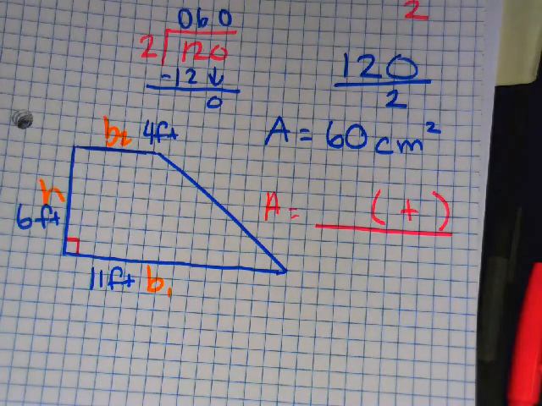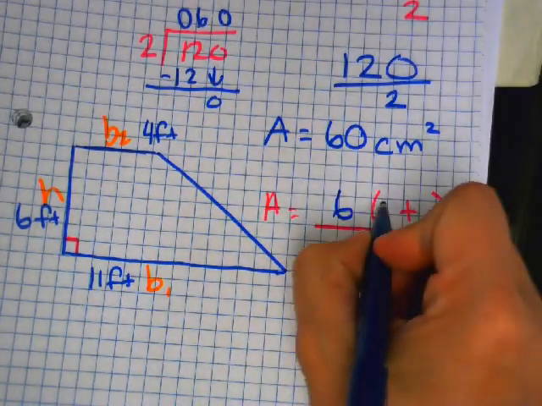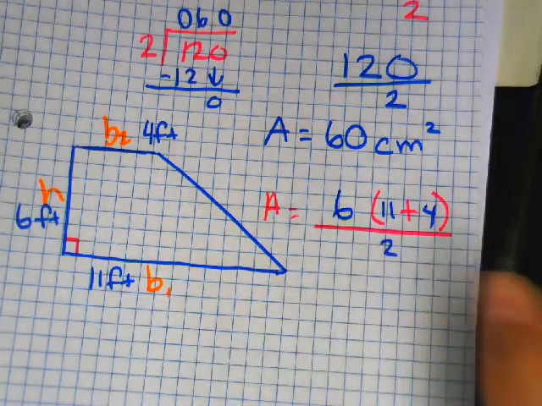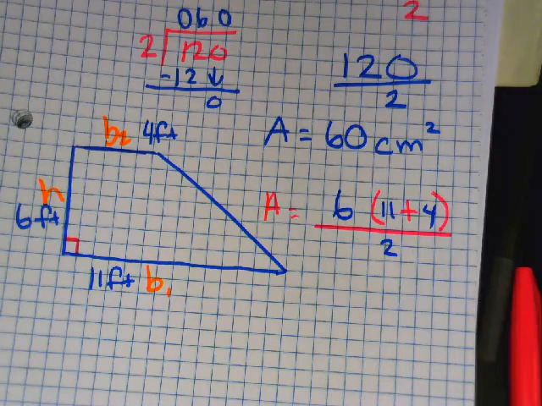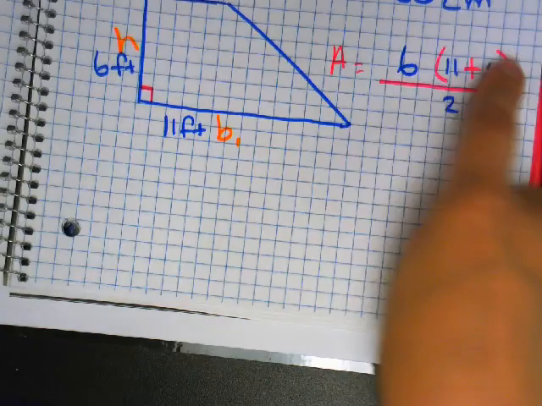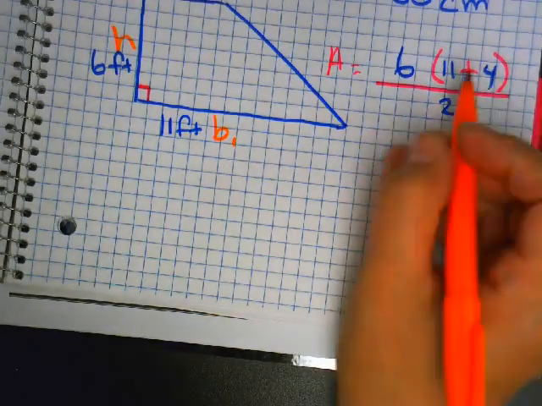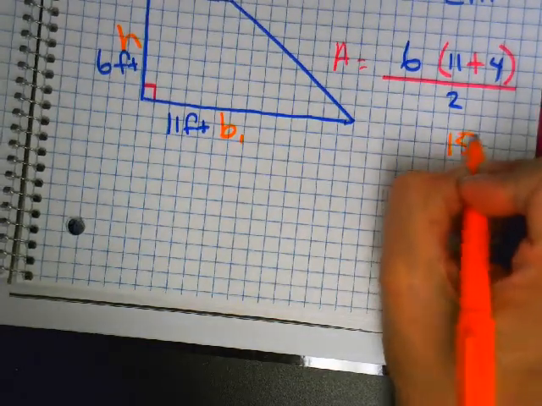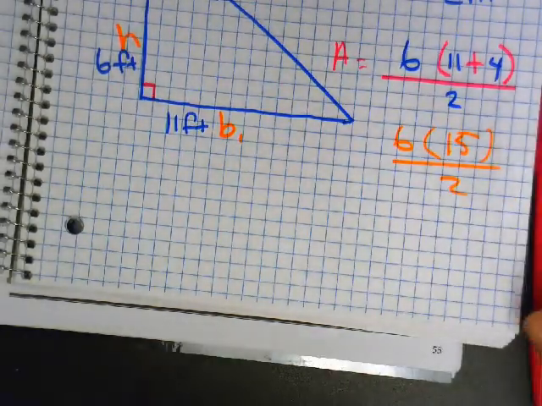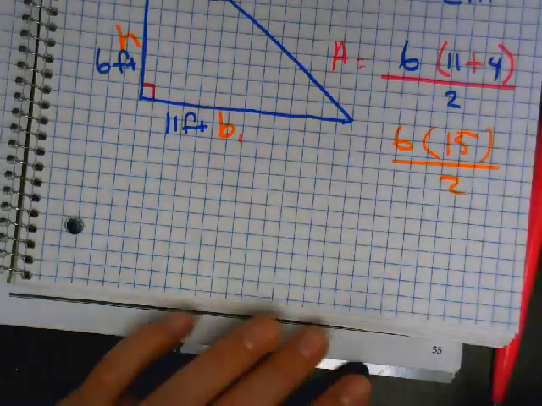All right. So, what number goes outside? Yes. 6. What 2 numbers go inside? 11 and 4. And what number goes on the bottom? 2. So, if you were able to do that, you're awesome. Because if you can't do this, that's bad. At this point. All right, let's do the math. What's 11 plus 4? 15 times 6 divided by 2. What's 6 times 15? 60. Yeah. 90. Yep, 90.